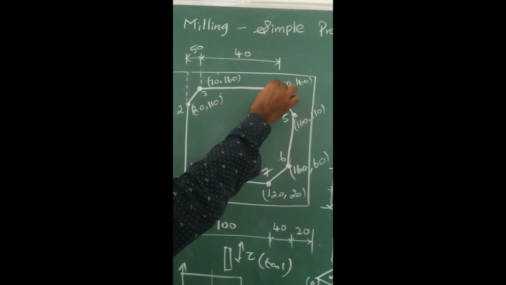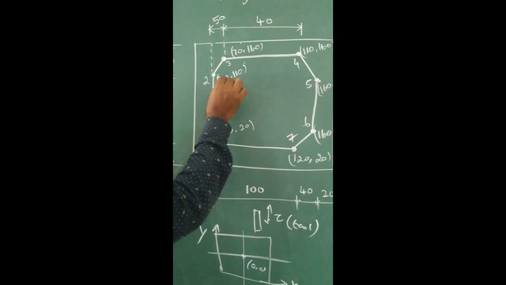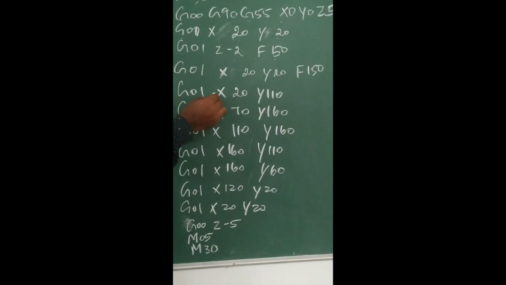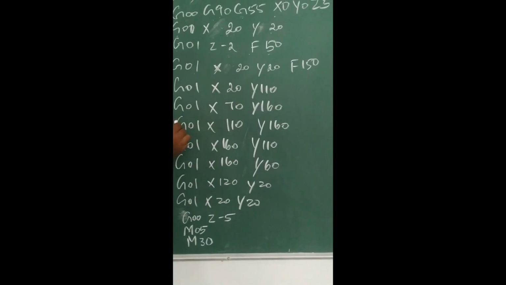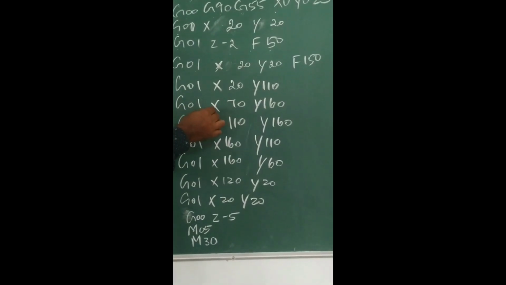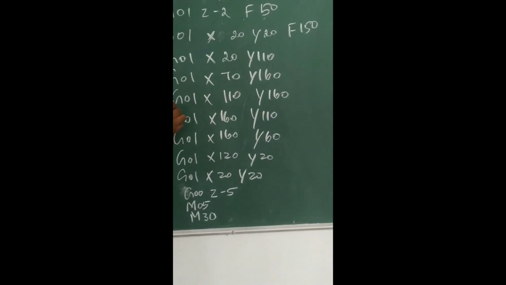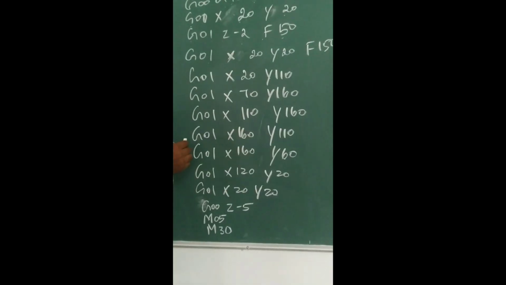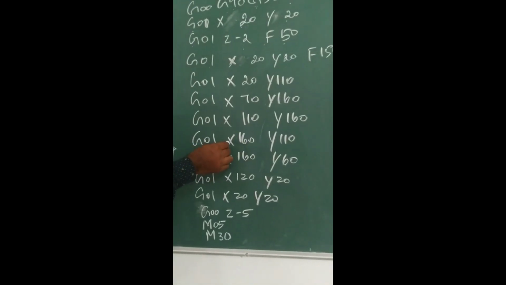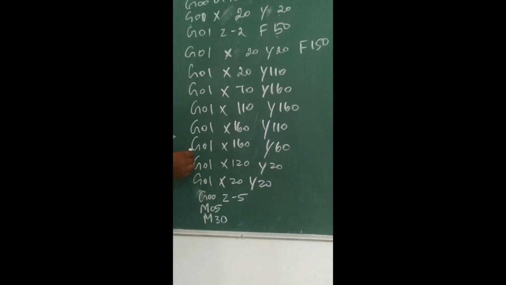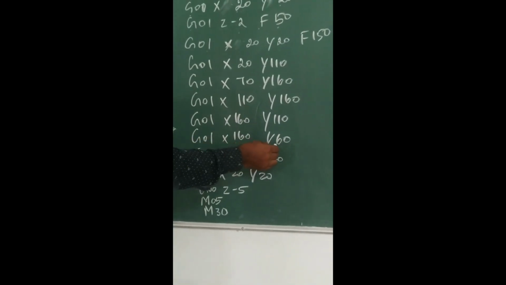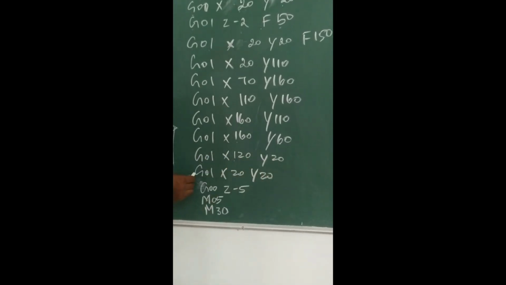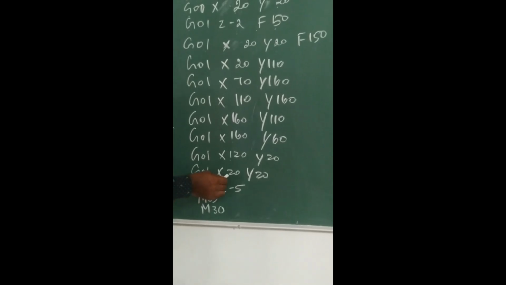Now we have to move the tool as mentioned in this diagram. We only have to mention the coordinate values, that is enough. So here G01, X20, Y110. The next point will be G01, X70, Y160. Then G01, X110, Y160. Then G01, X160, Y110. G01, X160, Y60. Then G01, X120, Y20. Then the last point will be G01, X20, Y20.